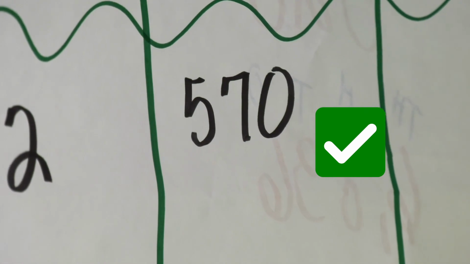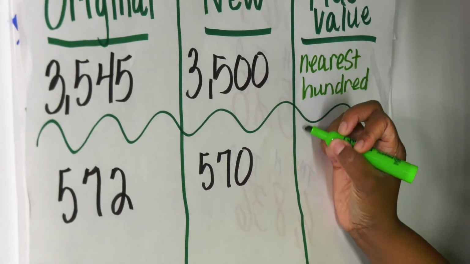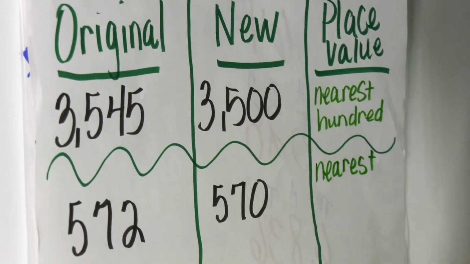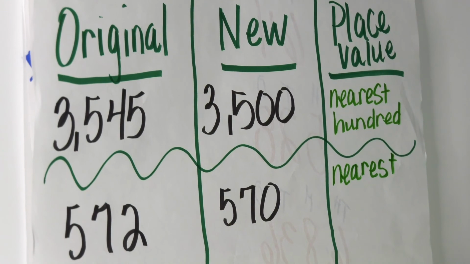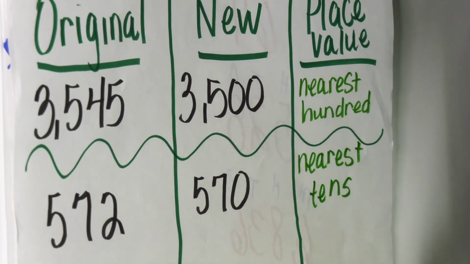Correct. So what place value did we round to? We rounded to the nearest. Look at your place value. Which place value was circled? Tens. Okay?